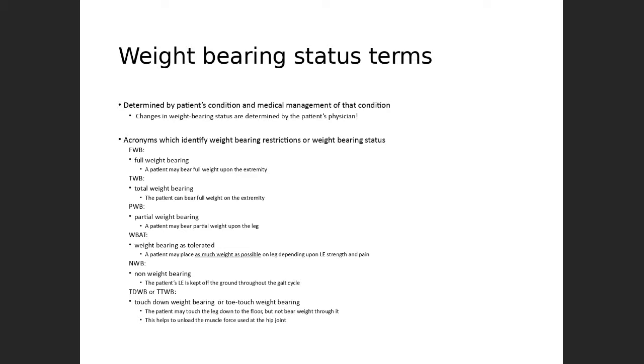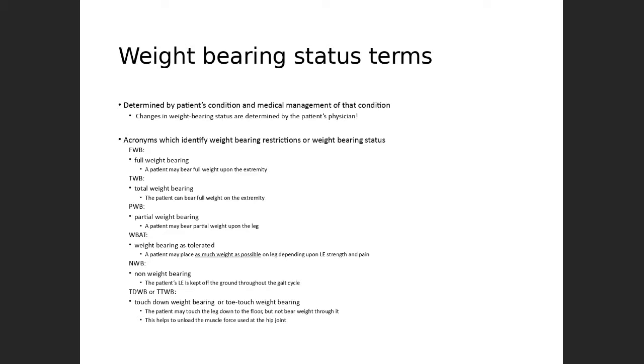PWB stands for partial weight bearing. What this means is that a patient can only put a certain percentage of their weight on that leg. When a patient is partial weight bearing, more information is needed. Is it a certain amount of poundage that they can put on, or is it a certain percentage of their body weight? A physician has to give you more information than just partial weight bearing to be able to instruct your patient in this type of weight bearing status.